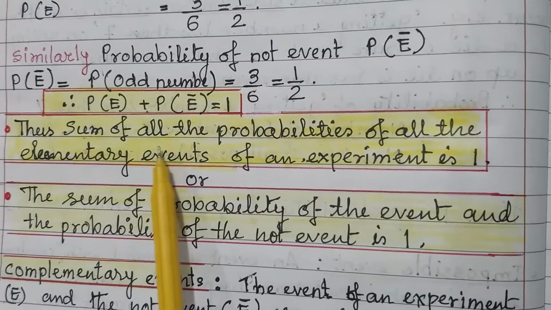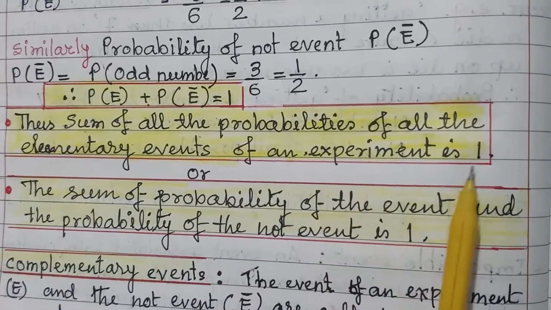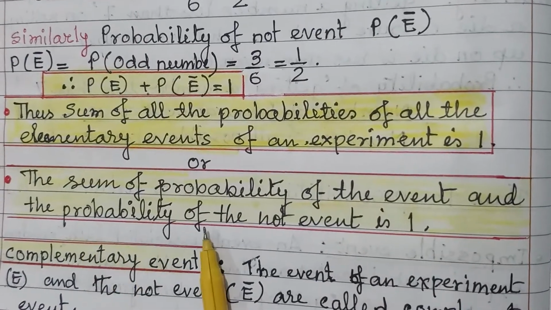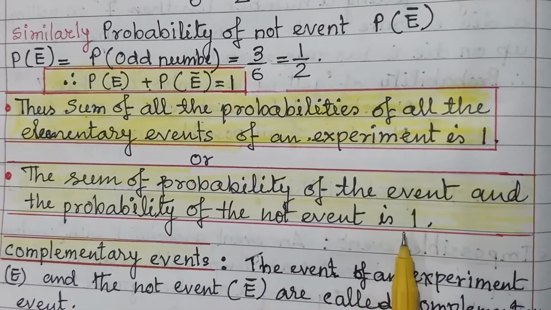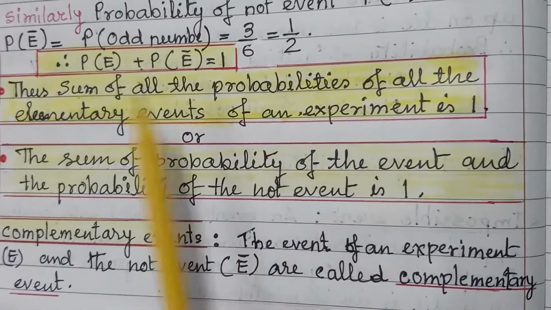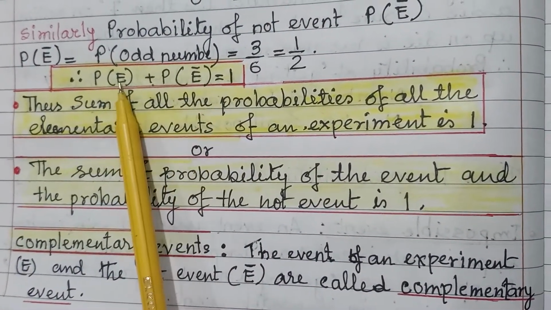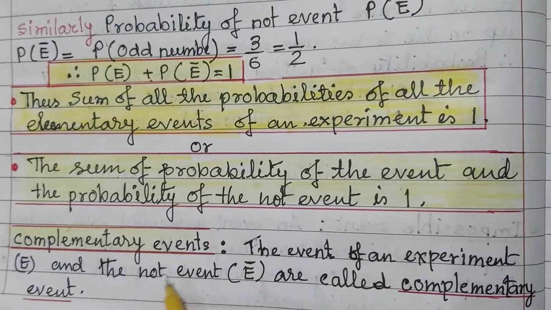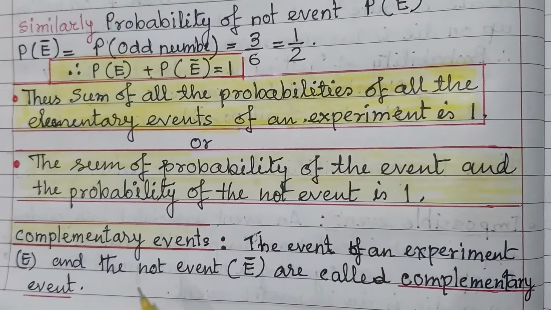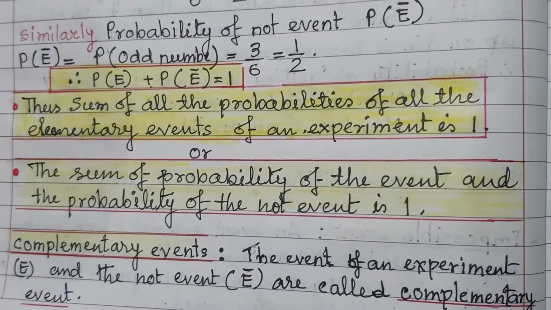Thus the sum of all the probabilities of all the elementary events of an experiment is 1, and the sum of the probability of the event and the probability of the not event is 1. Now, complementary event. These two, event and not event, together make 1, so these two are complements of each other. The event E of an experiment and the not event E dash are called the complementary events.